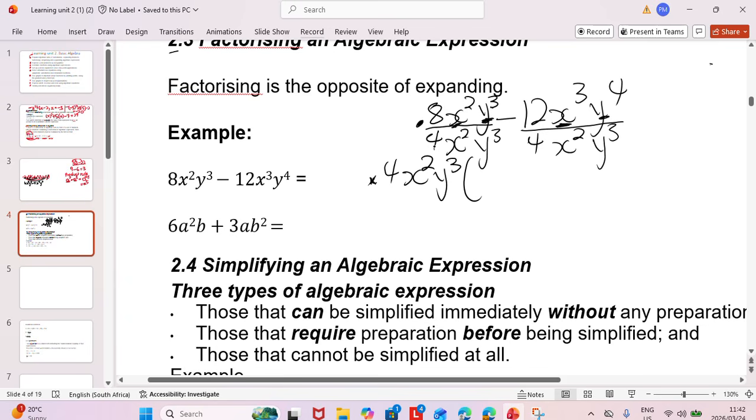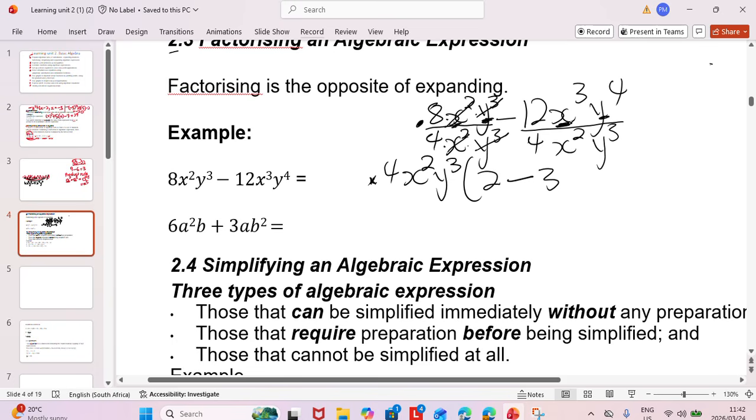8 divided by 4, you'll get 2. After that, what do we have? x to the power of 2, and also on your denominator, you have x to the power of 2. They will cancel. The numerator and the denominator are the same, and you are multiplying. You have a multiplication sign in between. You can just cancel. y to the power of 3 will cancel y to the power of 3. We have minus 12 divided by 4 is 3.